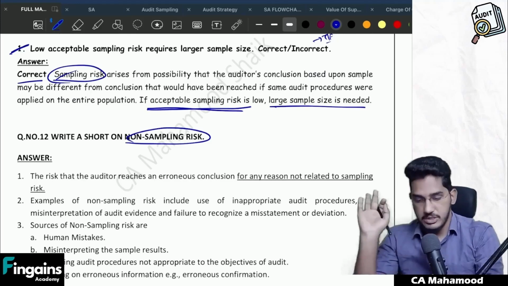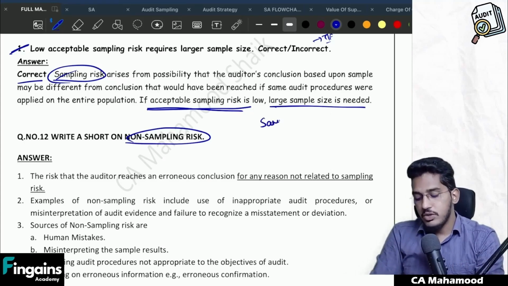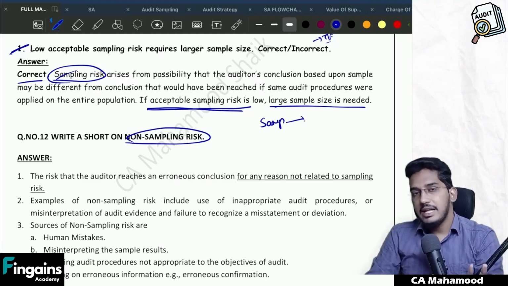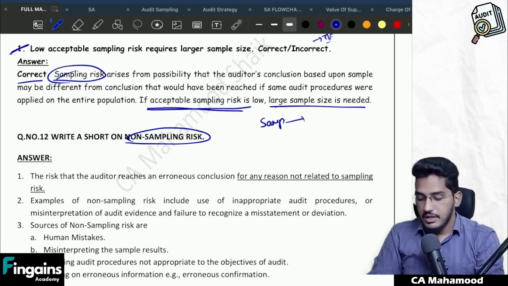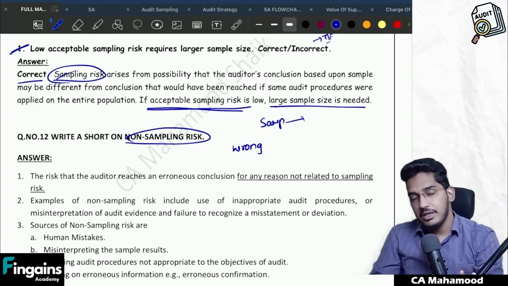Very simple guys, simple concept. So what do you mean by non-sampling risk? Non-sampling risk means the risk arising out of anything other than sampling. Any risk by reason of other than sampling, that we call non-sampling risk. First of all, sampling risk means what? Sampling risk means I might give a wrong opinion because of selecting an inappropriate sample. Any risk other than sampling risk, I call non-sampling risk. That means I am giving a wrong opinion, but not because of sampling, because of any other reason. That I call non-sampling risk.